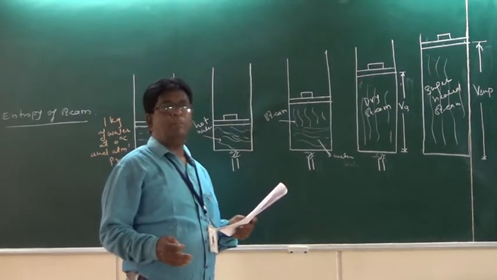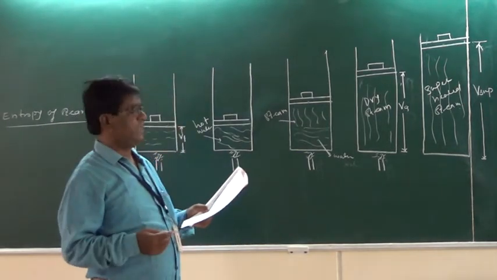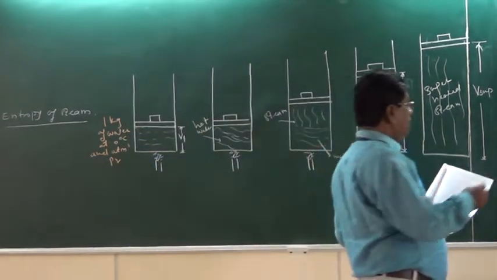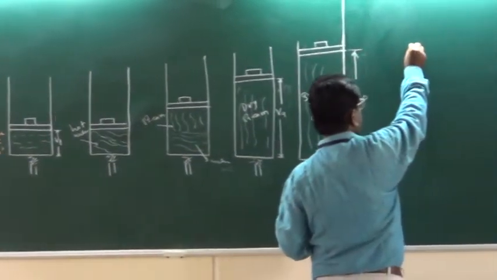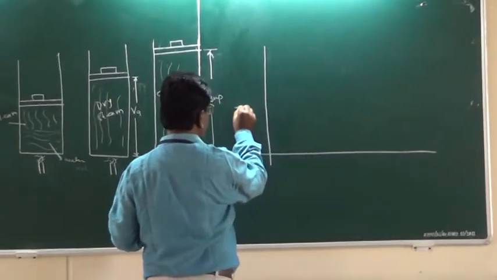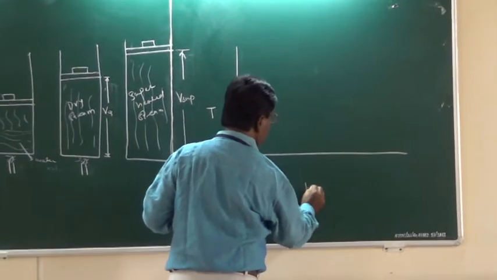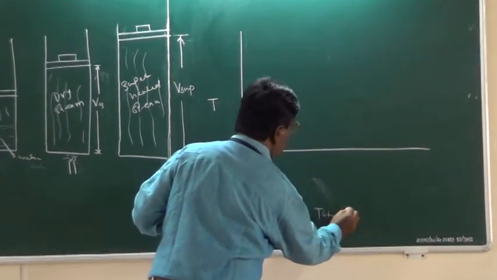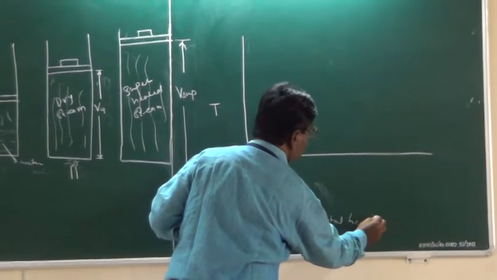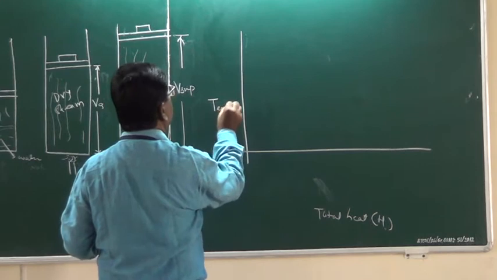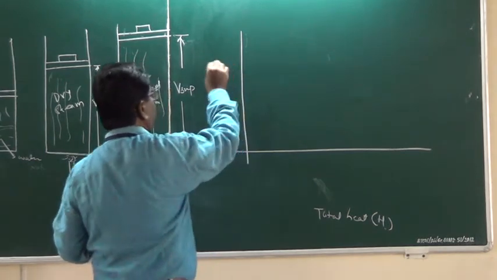Now, which amount of which type of heat is added there? Now we see with the help of this TH diagram, or we call it total heat versus temperature.